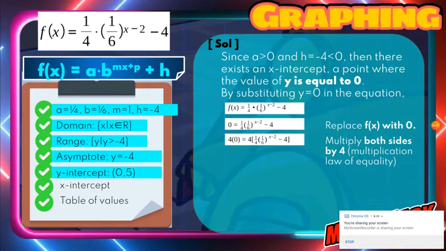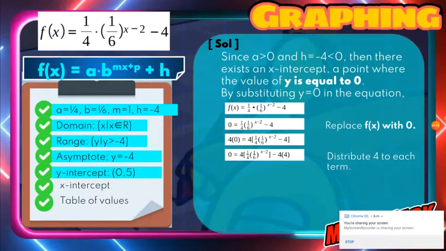We multiply both sides by 4 according to the multiplication law of equality. Imagine there's a weighing scale, and in order to make that balance, you must place the equal amount on both sides. Same applies here in the equation, which gives us this one. After that, you distribute 4 to each term, which gives us 1/6 raised to x minus 2 minus 16.